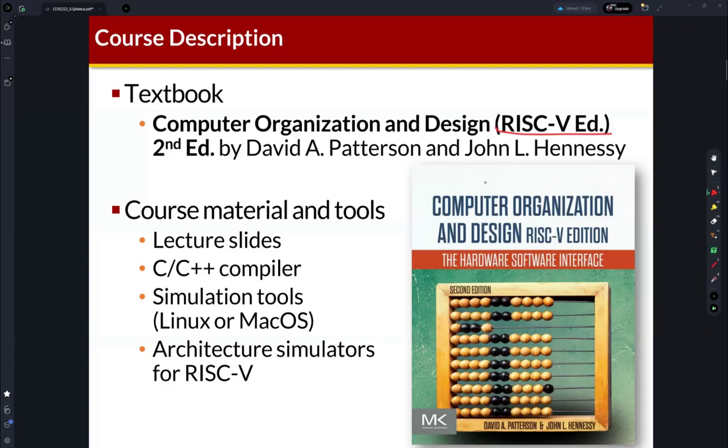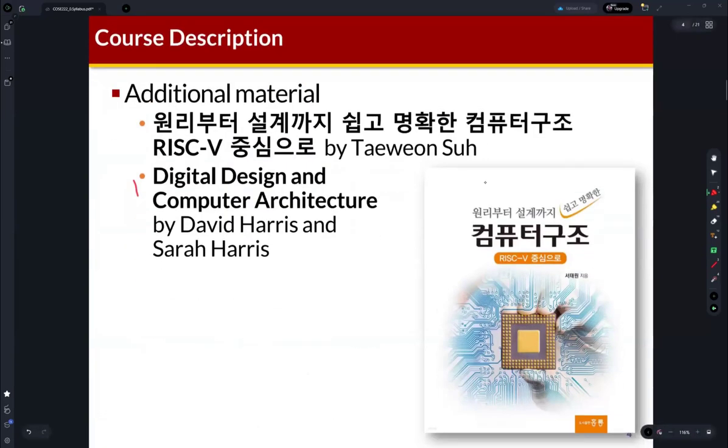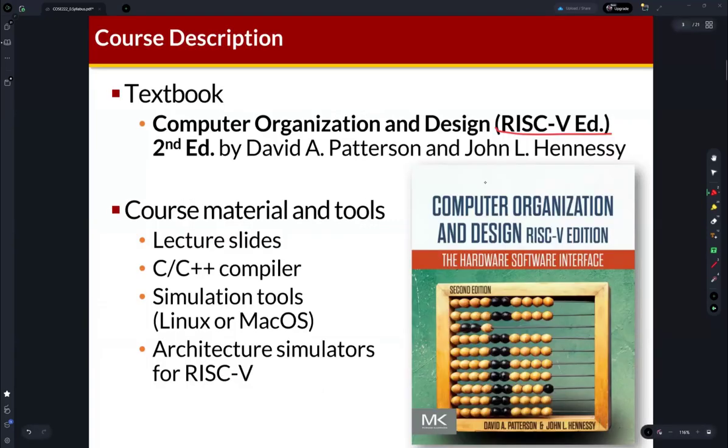So I know this book is not cheap, but I recommend you to purchase the textbook and try to read the textbook. Okay, this is very important.